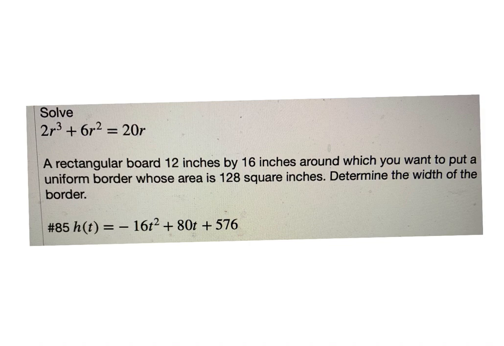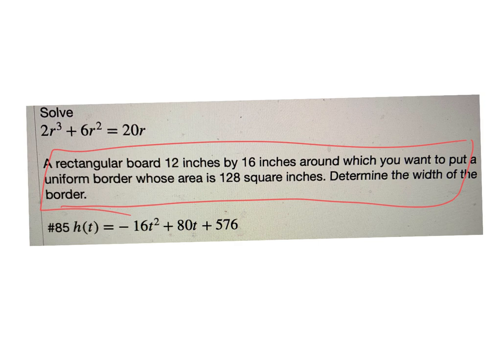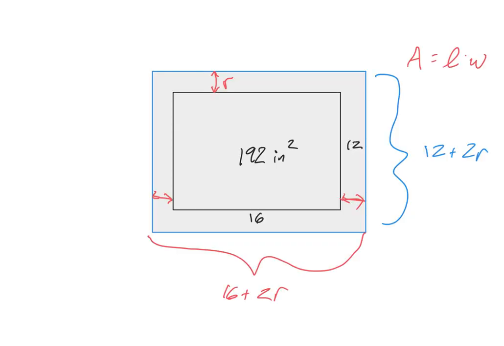So we are in class today and we are working on this problem here, which is a rectangular board 12 inches by 16 inches. What that means is I have this rectangle, 12 by 16, and I've got this unknown border. If you didn't read that, you can go back and reread the question prompt. It says I have a uniform border. Uniform means it's the same width all the way around, and we decided to call that R. You can call it whatever variable you want, but that's what we don't know.